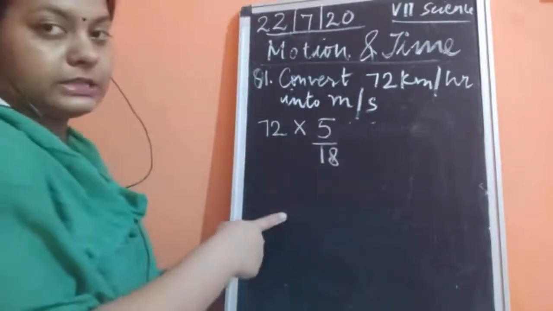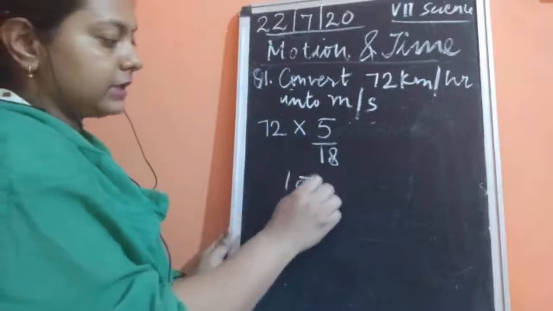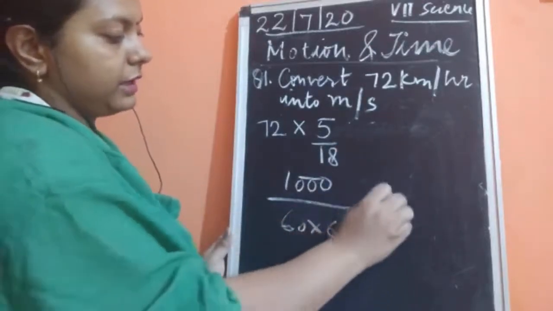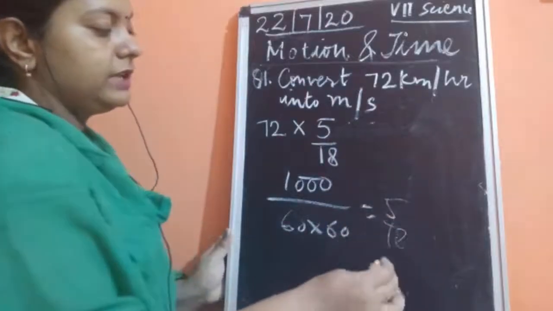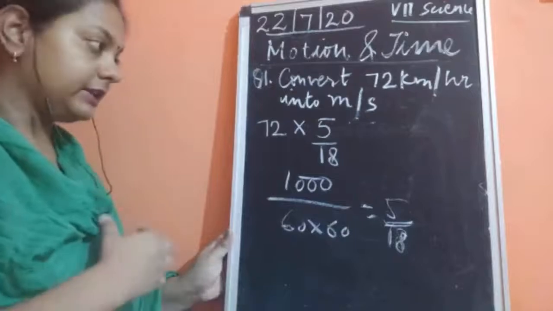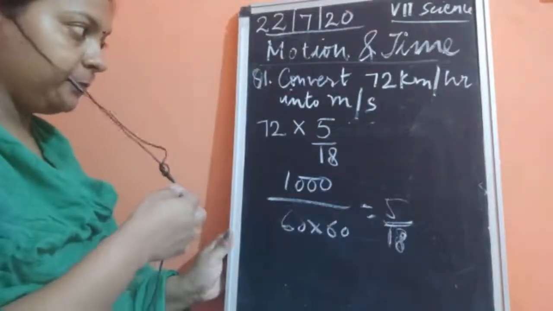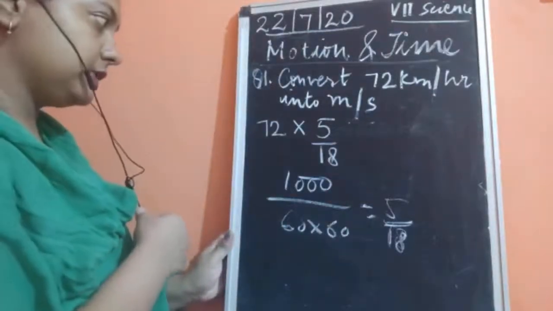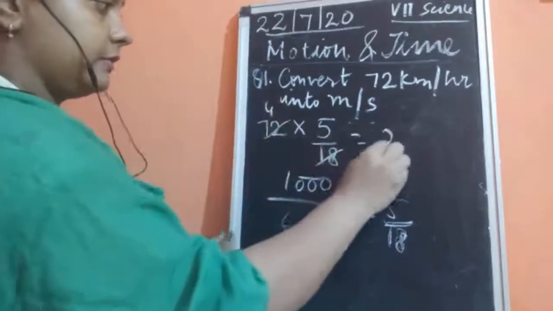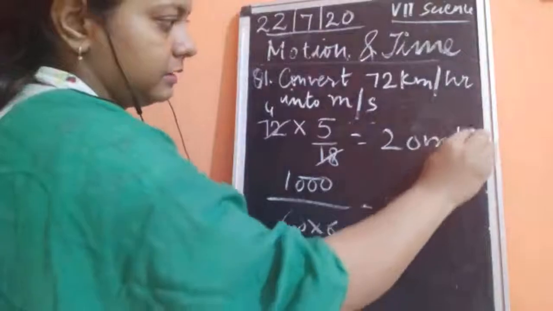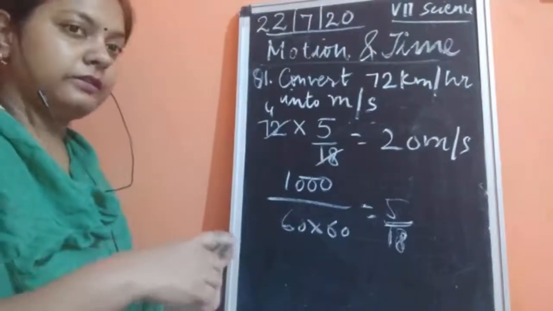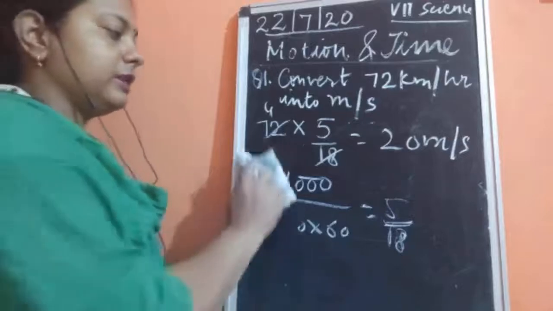Why 5 by 18? If you divide this 1000 upon 60 into 60, you are going to get 5 by 18. So we need not calculate this much. We can write down directly by multiplying 5 by 18 into this kilometer per hour. So we will get 20 meter per second. Okay, so this is the very easy method, as you could calculate this directly.